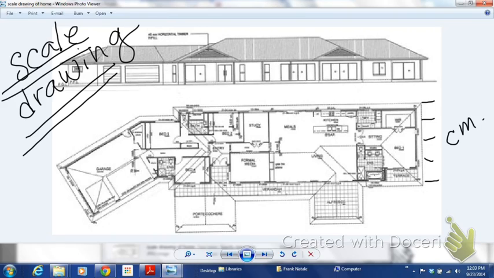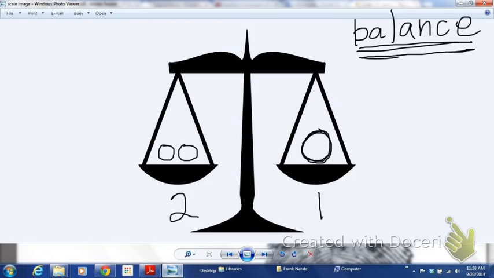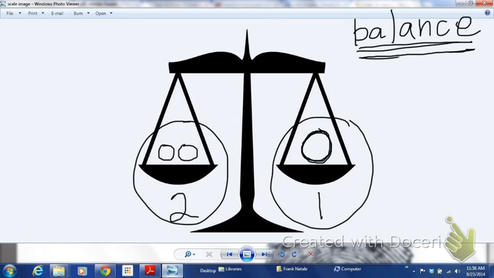These are in centimeters. So for every 1 centimeter here, that might represent 10 feet on the original house. Probably not 10, but anyway, that could be. But that's this idea of scale. It's getting back to this idea of the balance. For every 1 centimeter we had 2 feet. So it's that balance, that scale drawing.